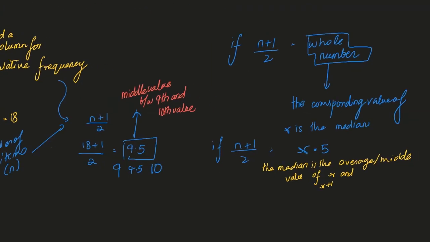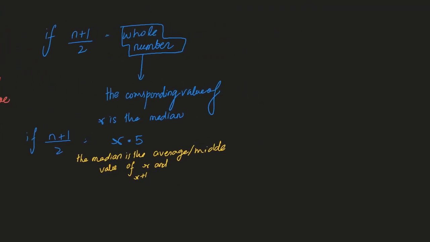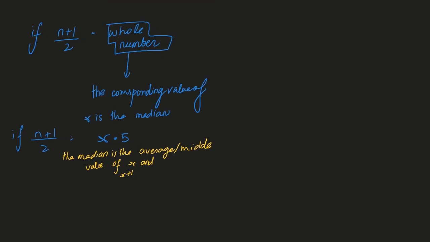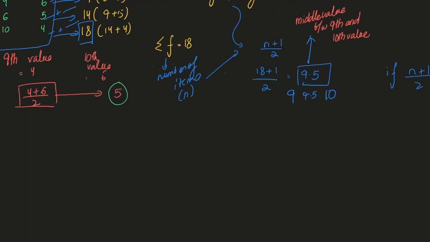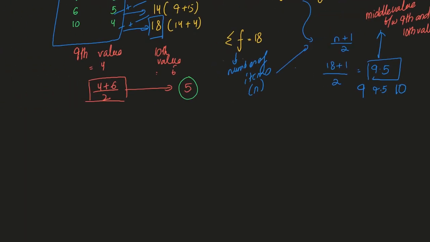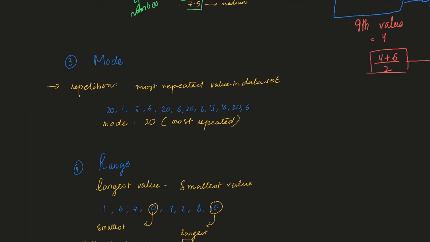Just to sum up what we did right now, if n plus 1 upon 2 is a whole number, the corresponding value of x is the median. Or if n plus 1 upon 2 is x.5, then the median is the middle value of x and x plus 1, because x.5 is the midpoint between x and x plus 1. All right, so that also sums up the median. Let's move on to the mode and the range.